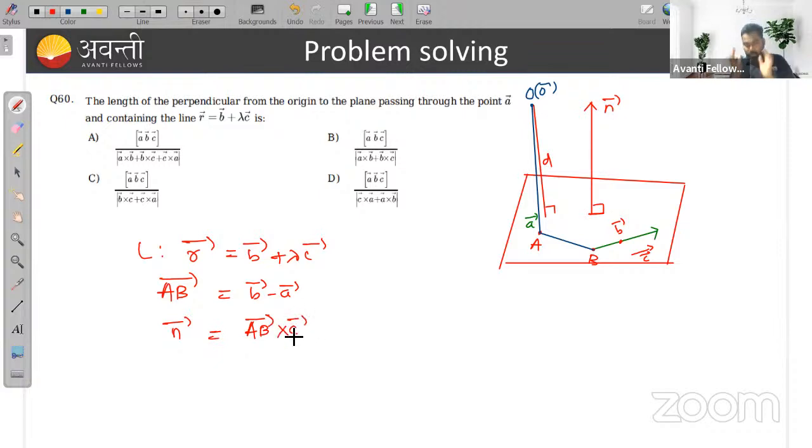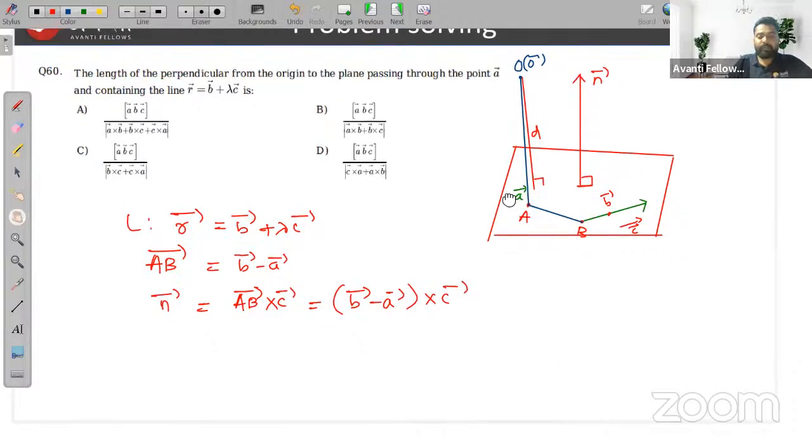When you take the cross product of two vectors on a plane, the resultant vector gives you the normal vector to the given plane, representing the direction normal to that plane, right? So this becomes B minus A cross C. Is that clear?